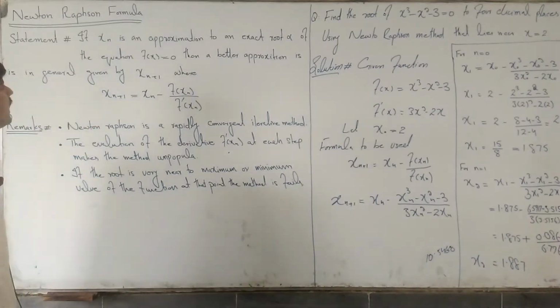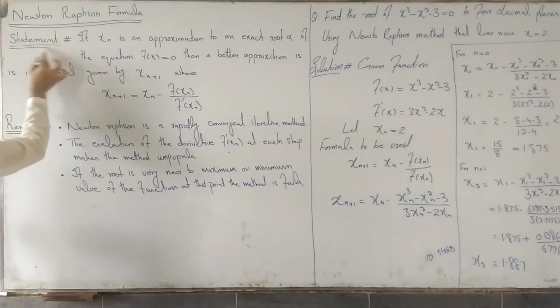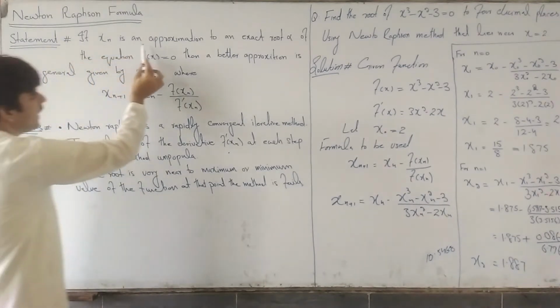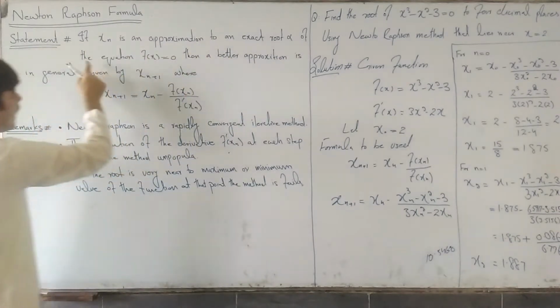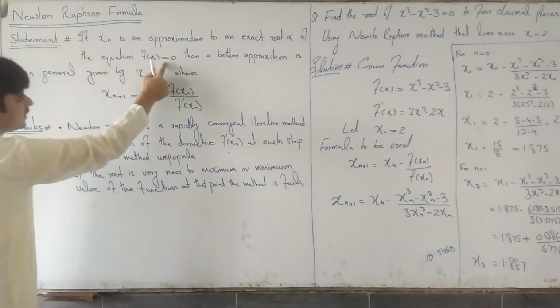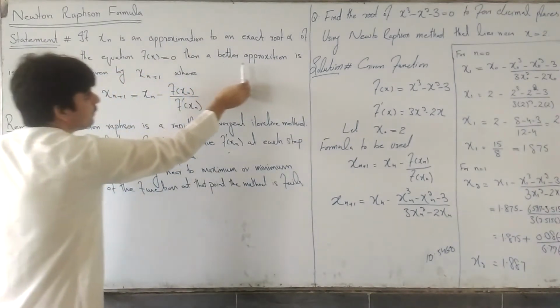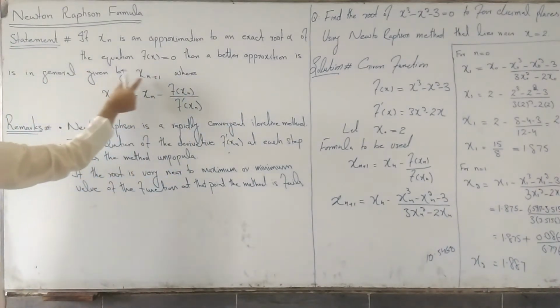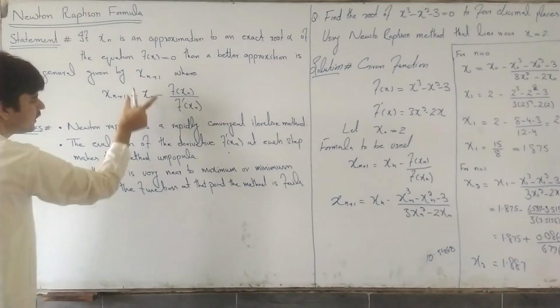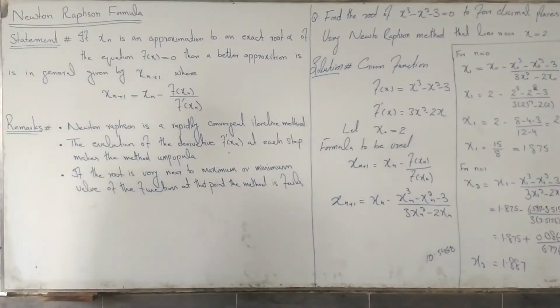Newton-Raphson formula or Newton-Raphson method statement. If xn is an approximation to the exact root alpha of the equation f of x is equal to 0, then a better approximation is in general given by xn plus 1 via this equation.